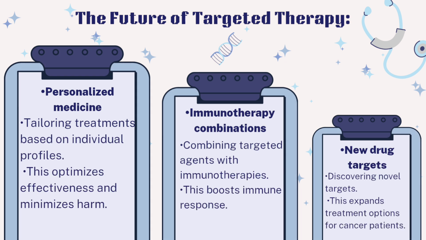What's next for targeted therapy? Personalized medicine: tailoring treatments based on individual profiles. This optimizes effectiveness and minimizes harm. Immunotherapy combinations: combining targeted agents with immunotherapies. This boosts immune response. New drug targets: discovering novel targets. This expands treatment options for cancer patients.